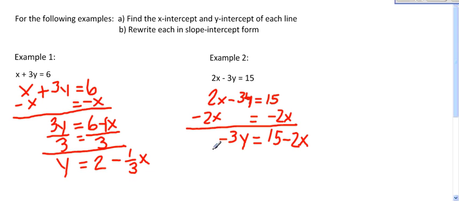Now we need to get y by itself. That is being multiplied by negative 3. Therefore, we are going to divide by negative 3. And we need to do that to both sides.